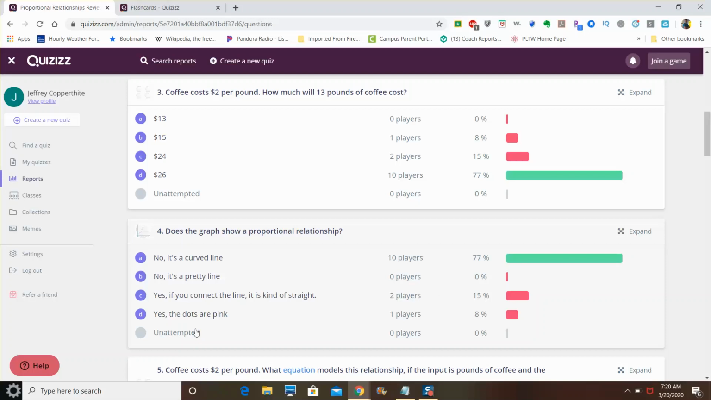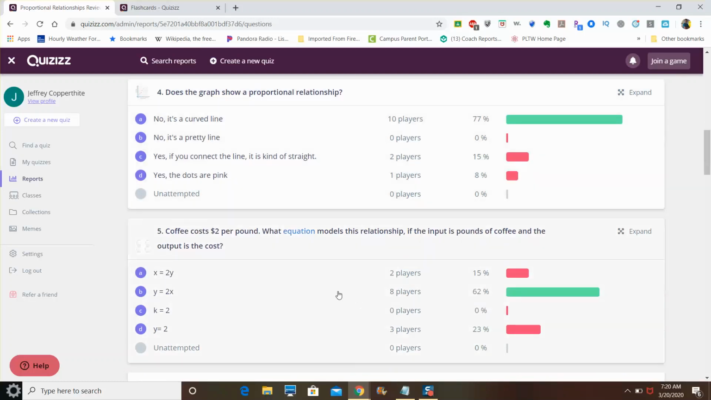Nice deal. Does this graph show a proportional relationship? 77% of you, again, were able to correctly say yes, although 2 of you had said if you connect the line, it's kind of straight. Kind of straight does not qualify for completely straight, so it has to be completely straight. All the points need to be on the exact same line. And then one of you said the dots are pink. Come on, that's the red herring. Don't pick that answer choice next time.